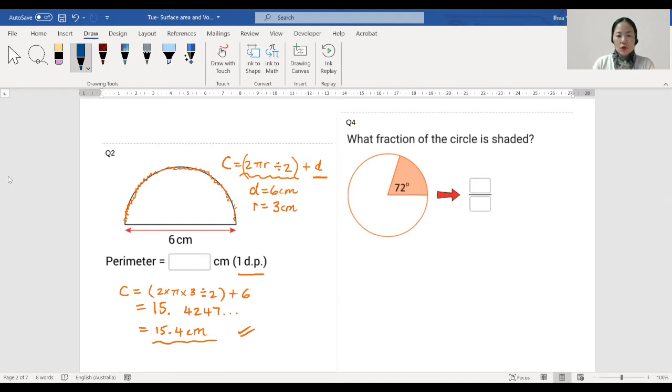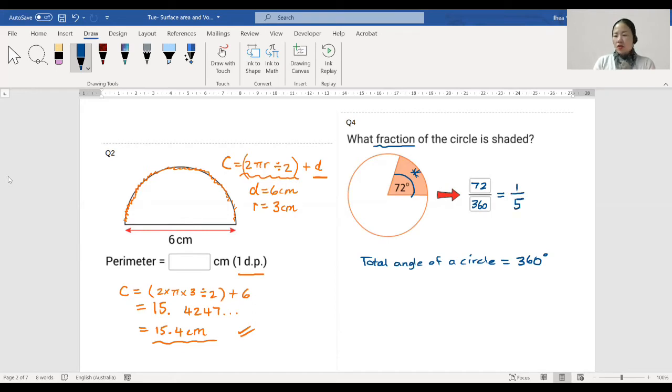All right, question 4. What fraction of the circle is shaded? Okay, it's not asking you to find the perimeter or the area. It's asking you to find just a fraction with angle. That's all. We need to find total angle of a circle, which is 360 degrees. And we're just looking at 72 degrees of it. Okay, so what I'm going to do, I'm going to put 72 degrees and 360 degrees. Simplify this. It'll become 1/5.